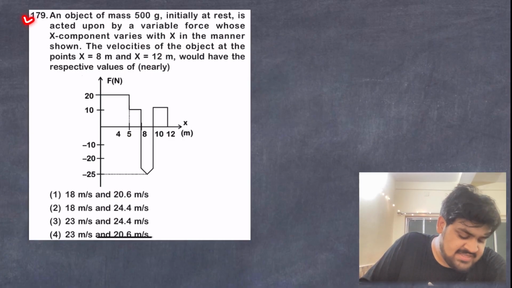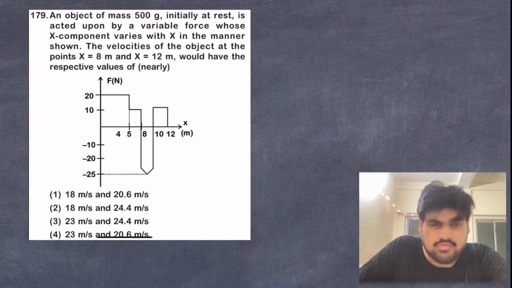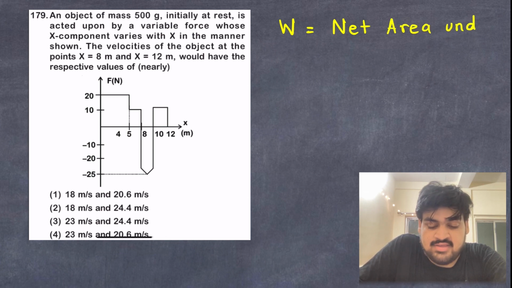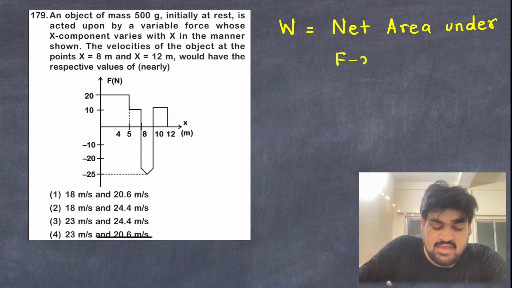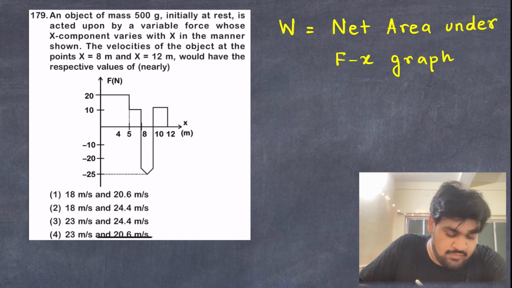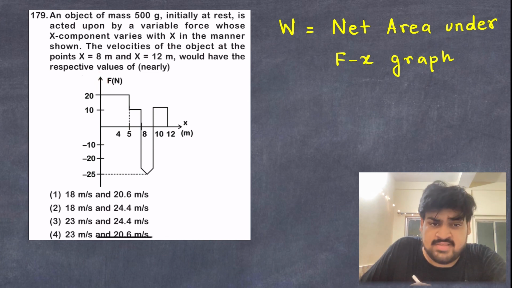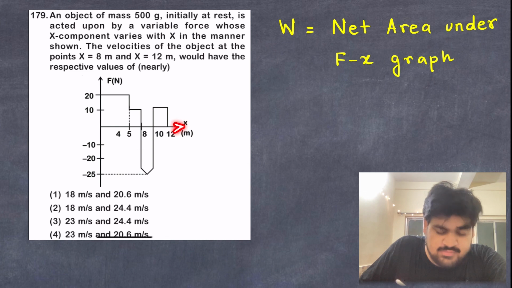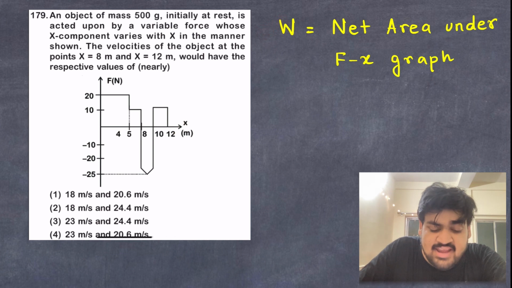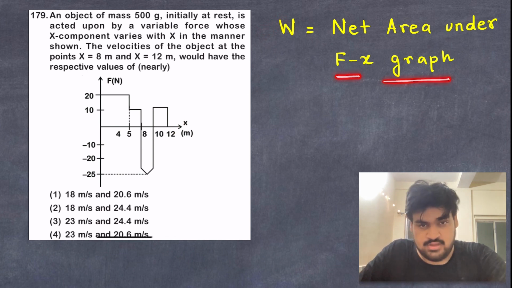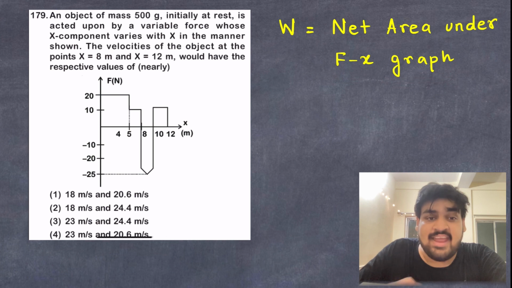Over here in this question there is an object of mass 500 gram. The main concept behind this question is that work done will be nothing but the net area under the F-x graph, right? First of all identify the graph. Over here F, that is the force, is plotted on the y-axis, and the displacement x is plotted on the x-axis. And work done is nothing but the net area under the F-x graph. So we have to find the area first.